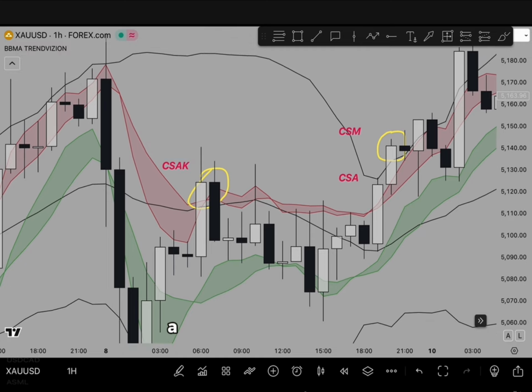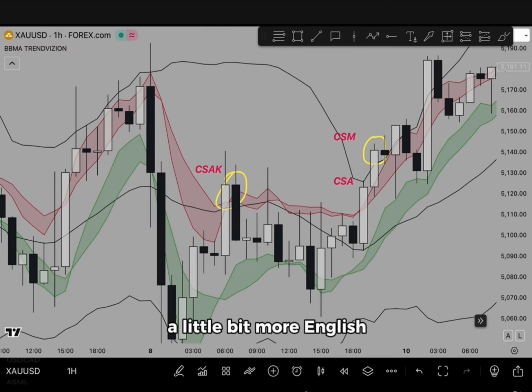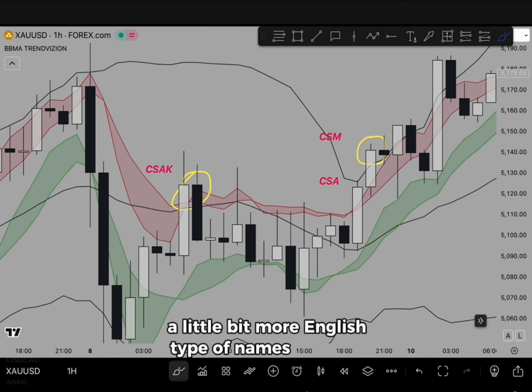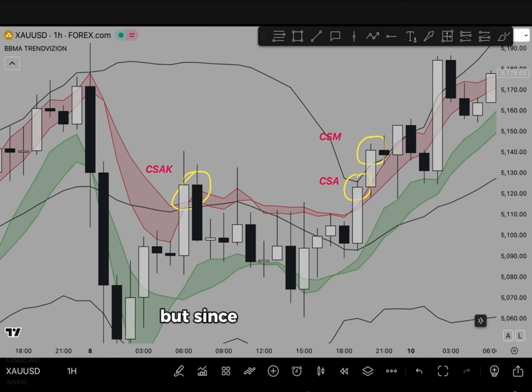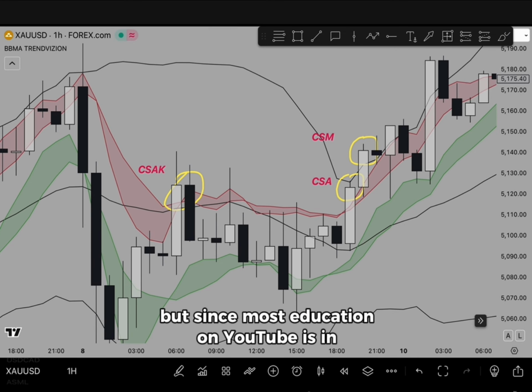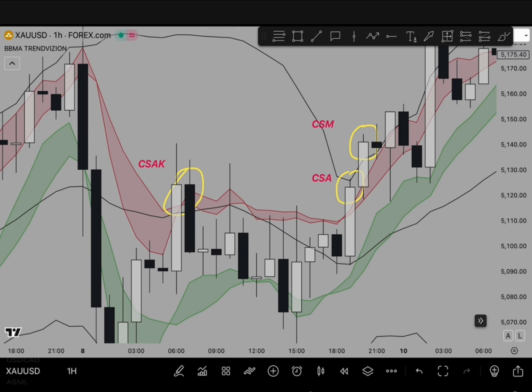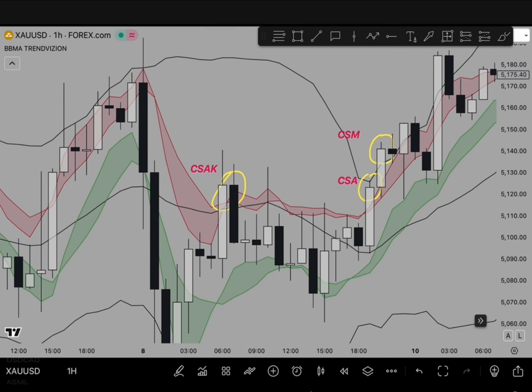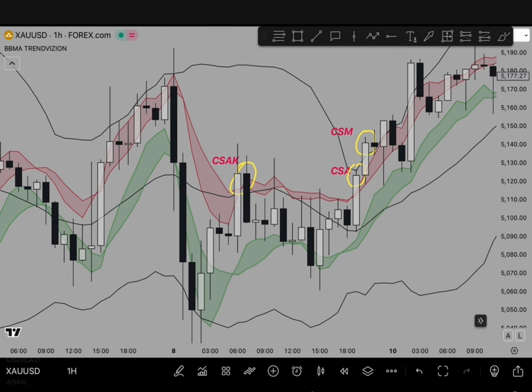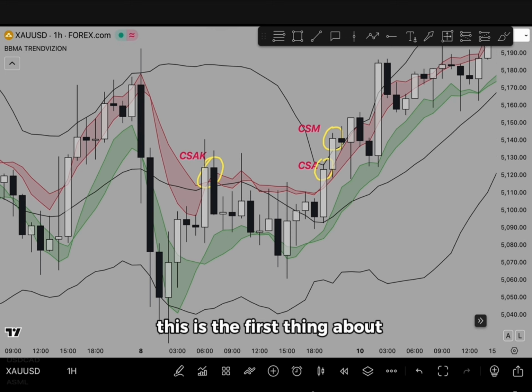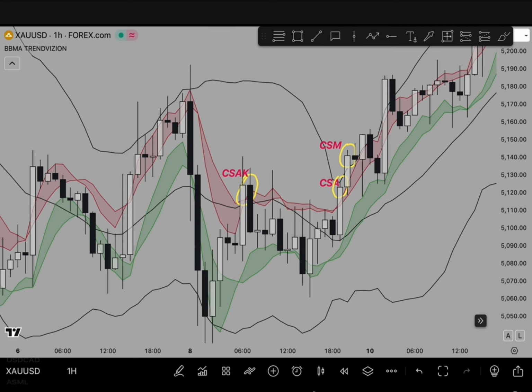There are also more English-type names for them, but since most education on YouTube is in Malaysian, I'm going to keep it like this so you can recognize it more. But yeah, this is the first thing about BBMA, these three signals.